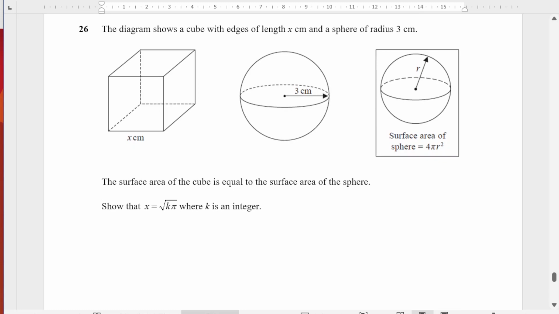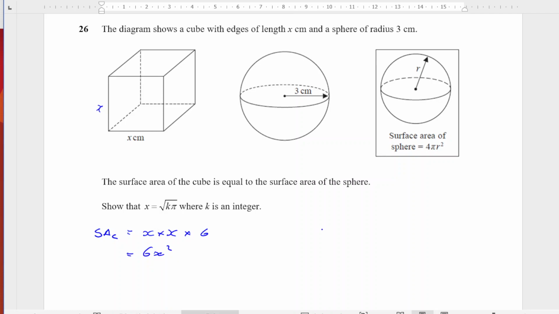Okay, so surface area of a cuboid, first of all, is where I'm going to start. Surface area of the cube is going to be x times by x, and I'm going to have 6 of those. So it's going to be 6x squared.